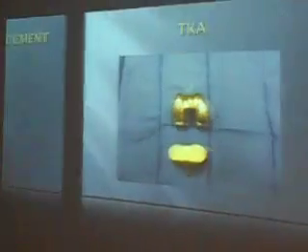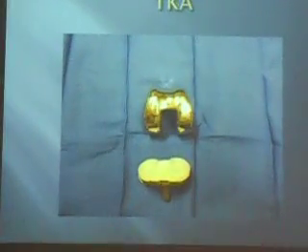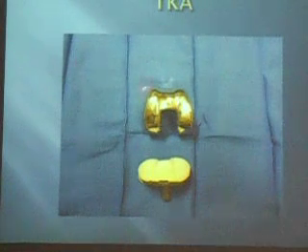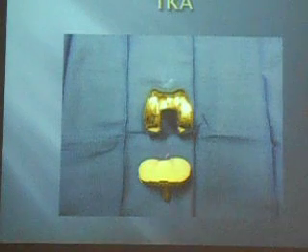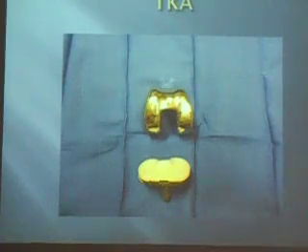Total knee arthroplasty. Total knee arthroplasty, again, done for arthritis. There's 2 major parts. One goes on the femur, the other goes on the tibia. So you have metal on top, you have plastic on the bottom. You no longer have bone rubbing on bone. You have metal rubbing on plastic, which is not as painful.